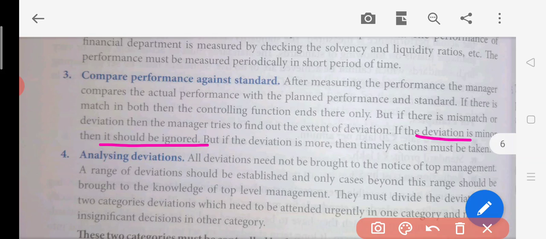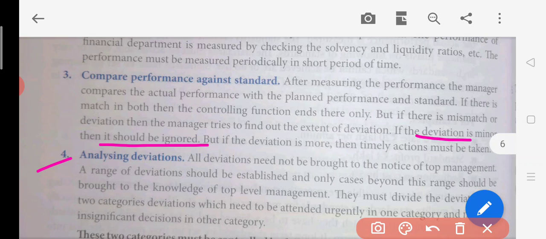Suppose the standard is making 500 kg of some kind of biscuits, and you have made 499.5 kg. So only a 0.5 difference is there, so it is a minor deviation, it is acceptable. But if you're making only 400 instead of 500 kg of biscuits, then this is unacceptable. You are making 100 kg less, so that is a major deviation, so it cannot be ignored. This is how they're going to compare.